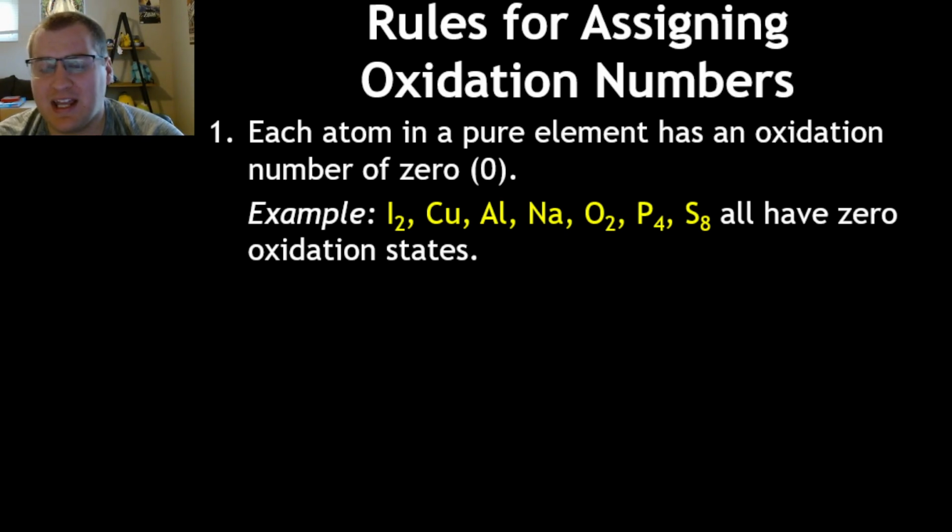Rule number 1. Each atom in a pure element has an oxidation number of 0. If it is not bonded to a second type of atom, it has an oxidation number of 0. It is pure. All of these examples, I2, copper, a diatomic gas, a metal just by itself, oxygen, P4, S8, it doesn't matter how big the numbers get, if you have just one type of atom, it has a 0 oxidation state.